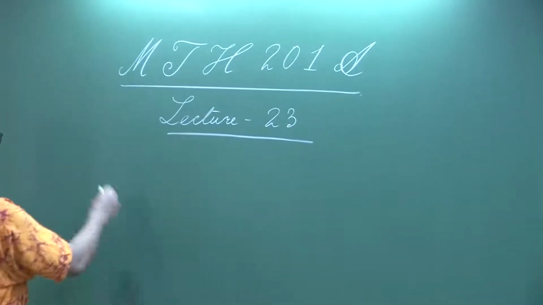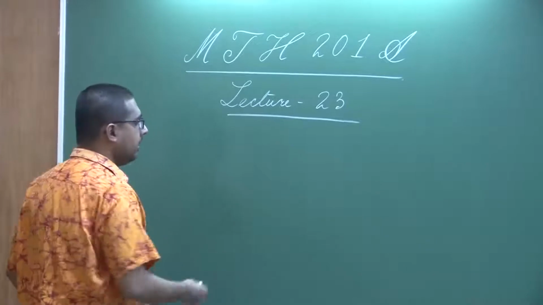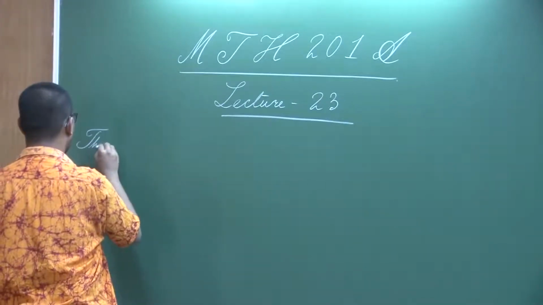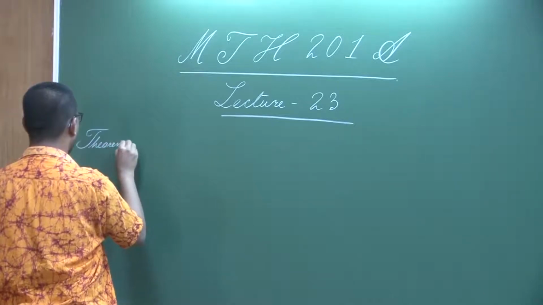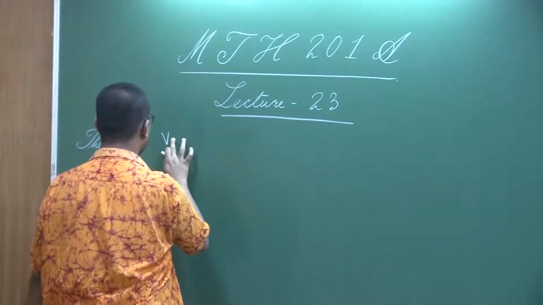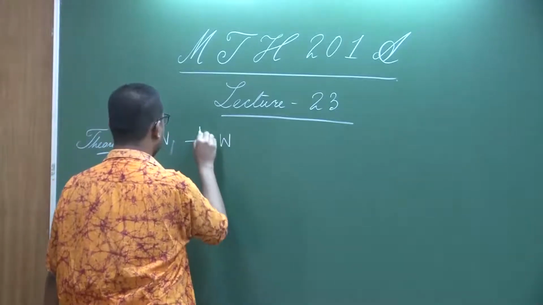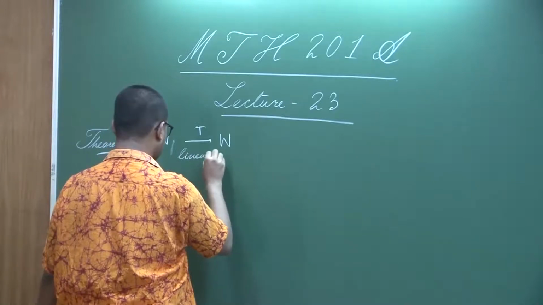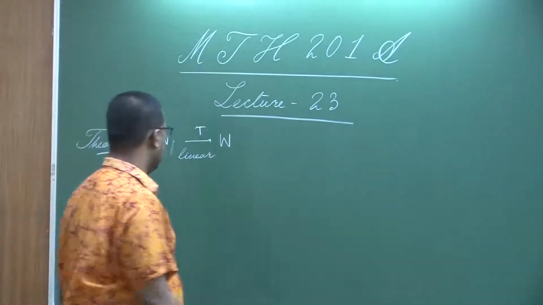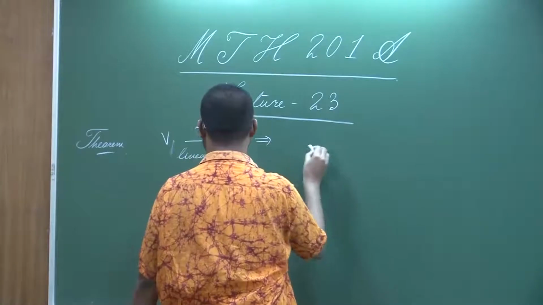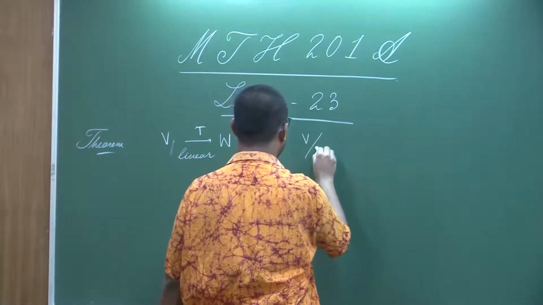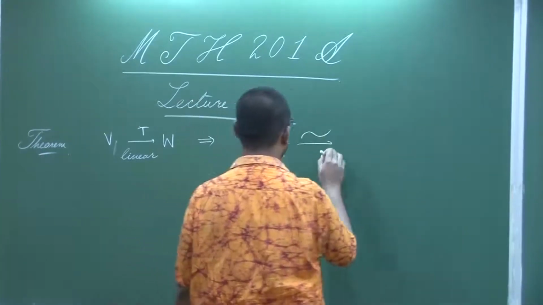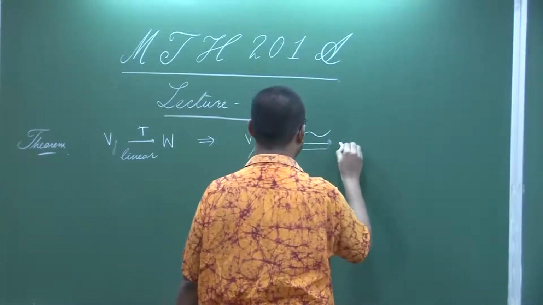Though we have proved it in generality, namely that if V and W are vector spaces over some field F, and if T is a linear transformation, then we get V mod kernel T is isomorphic to the image of T.